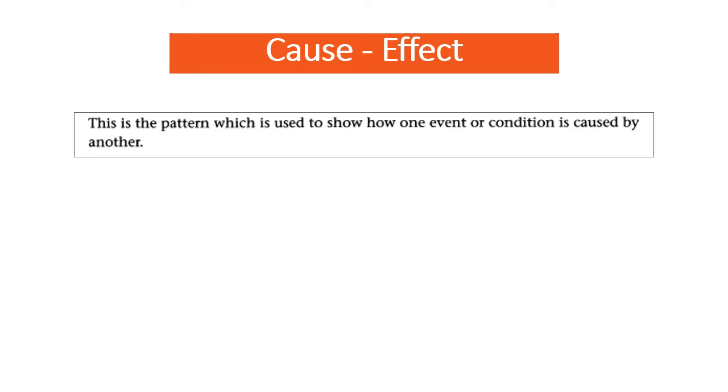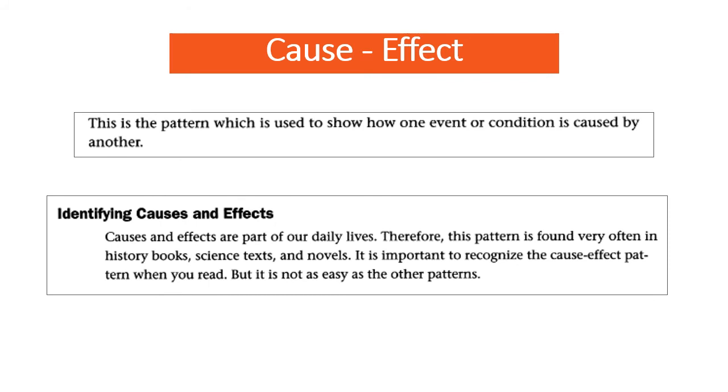Now let's move on to the last pattern of organization, which is cause and effect. So what is the cause-effect pattern? This is the pattern which is used to show how one event or condition is caused by another. And how to identify this pattern? Causes and effects are part of our daily life. Therefore this pattern is found very often in history books, science books, and also novels. That is why it is important to recognize the cause-effect pattern when you read. However, it is not as easy as the other three patterns.